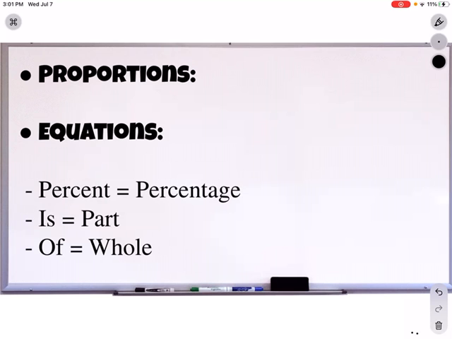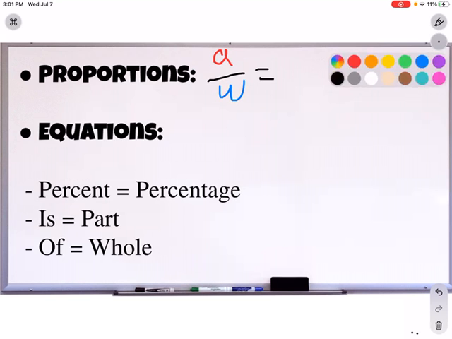Today's objective is going over the percent equation, and there's two ways to find the percent equation. You can do it in the proportion way or in the equation way. The proportion way would be A over W is equivalent to P over 100.